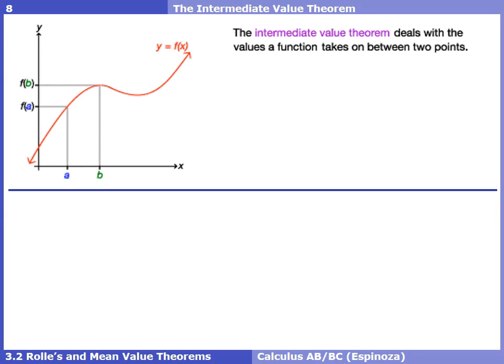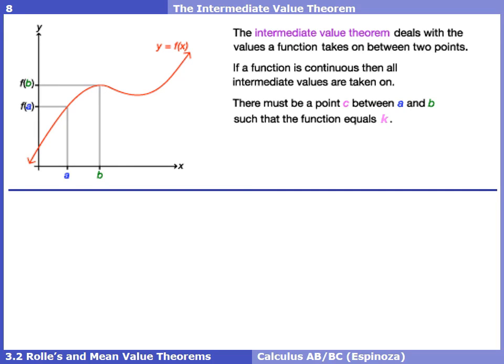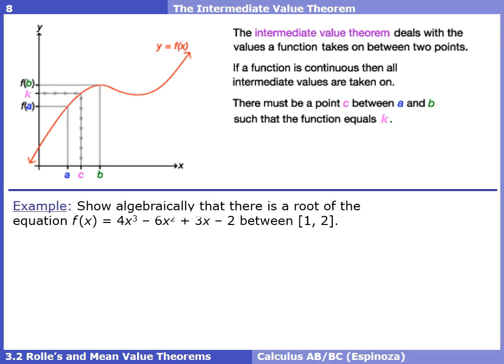So what do I mean by that? Well, I'm going to look at the region of this graph from A to B. So if a function is continuous, then it takes on all intermediate values. What does that mean? Well, what that means is that there must be a point C somewhere between A and B such that the function equals k. And we're just using these letters. They don't really mean anything in particular, but what this really says is that all values between A and B exist, which is kind of common sense in a way.